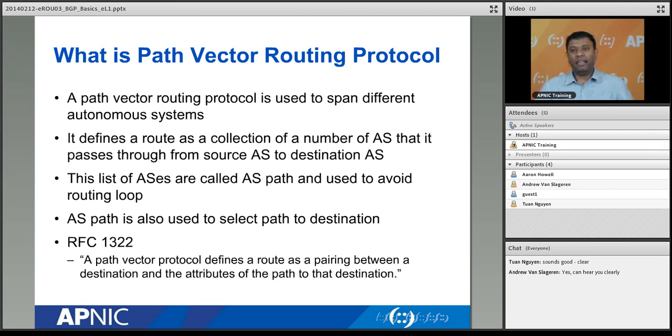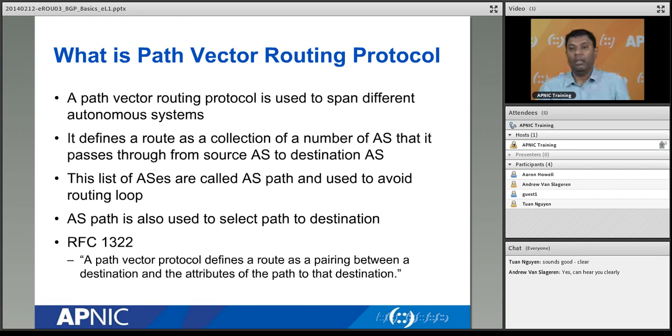So as I said, a path vector is a list of ASs through which the prefix has been advertised. And why are those path vectors used in BGP? As I said, the first objective is to select the best path, and the second purpose is to avoid loops. I'll explain in future slides what a loop is.